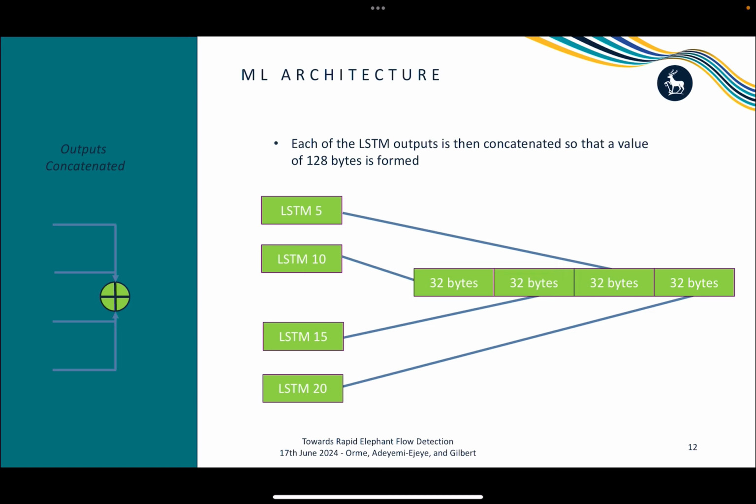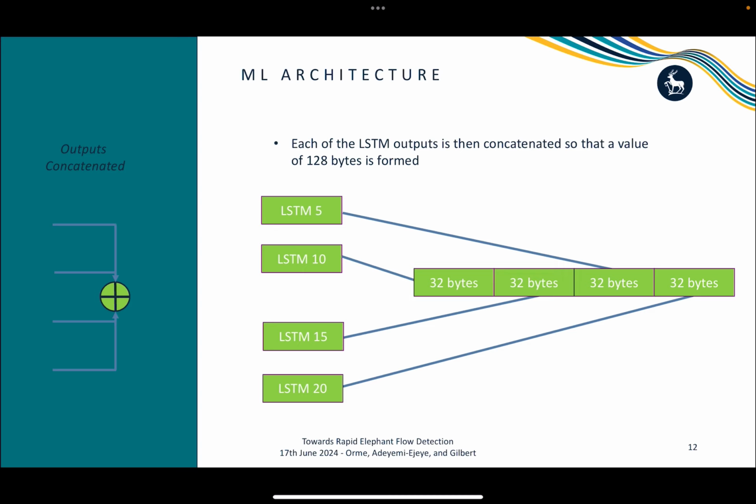The outputs of the LSTMs needed to be joined, and the best method we found for this was to concatenate each of the outputs into a single 128-byte sample. We did try feeding this directly into further feed-forward neural networks with some success, but we had even better results when we introduced the mixture density network, that is the MDN.